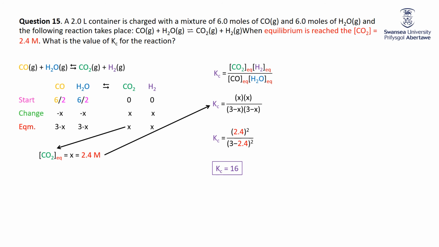Same idea as the last question. You're given starting amounts and one equilibrium amount. You use that one equilibrium amount to figure out all the equilibrium amounts. Then you can get Kc. The only sneaky bit here was I told you that we had a 2-litre container and the number of moles. So you had to remember to divide by 2 here.